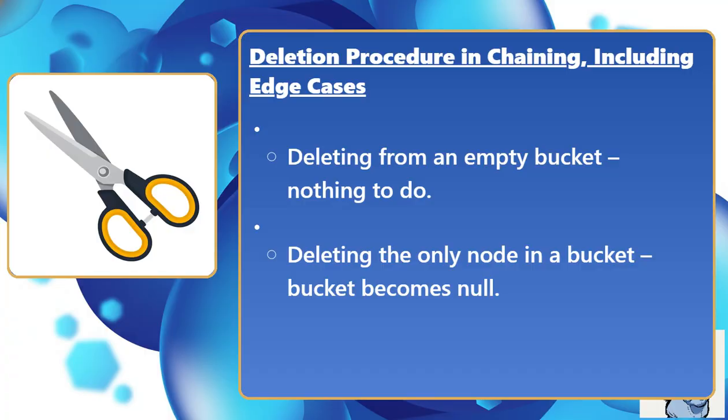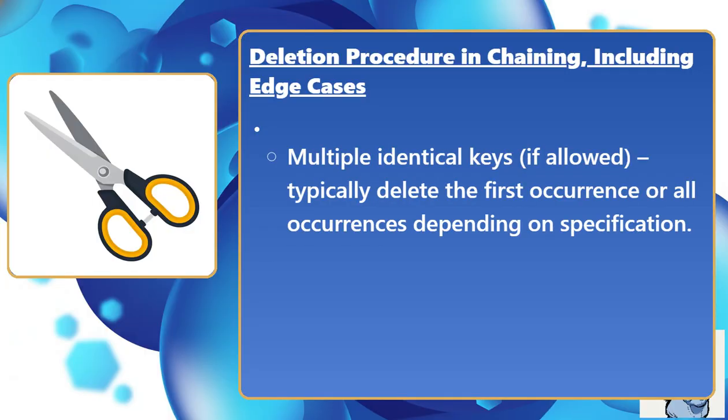Deleting the only node in a bucket, the bucket becomes null. Multiple identical keys, if allowed: typically delete the first occurrence or all occurrences depending on specification. The cost of deletion is the same as a search, big O of 1 plus alpha on average.